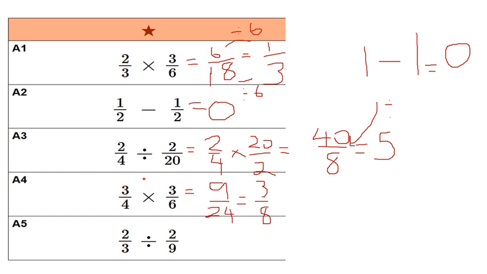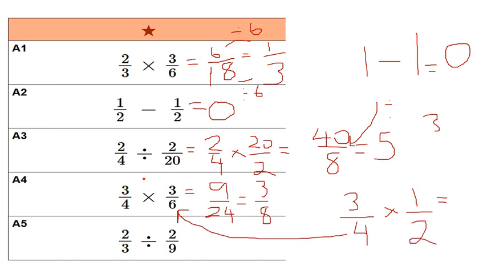Another little trick here is that I know that 3/6 simplifies to a half. So this is the same as doing 3/4 times a half. If that's not very obvious, hopefully you're happy that 3 is half of 6. So I can divide top and bottom by 3, and I get 1 over 2, or a half. And then 3 times 1 is 3 over 4 times 2, which is 8. 4 times 2 is 8.